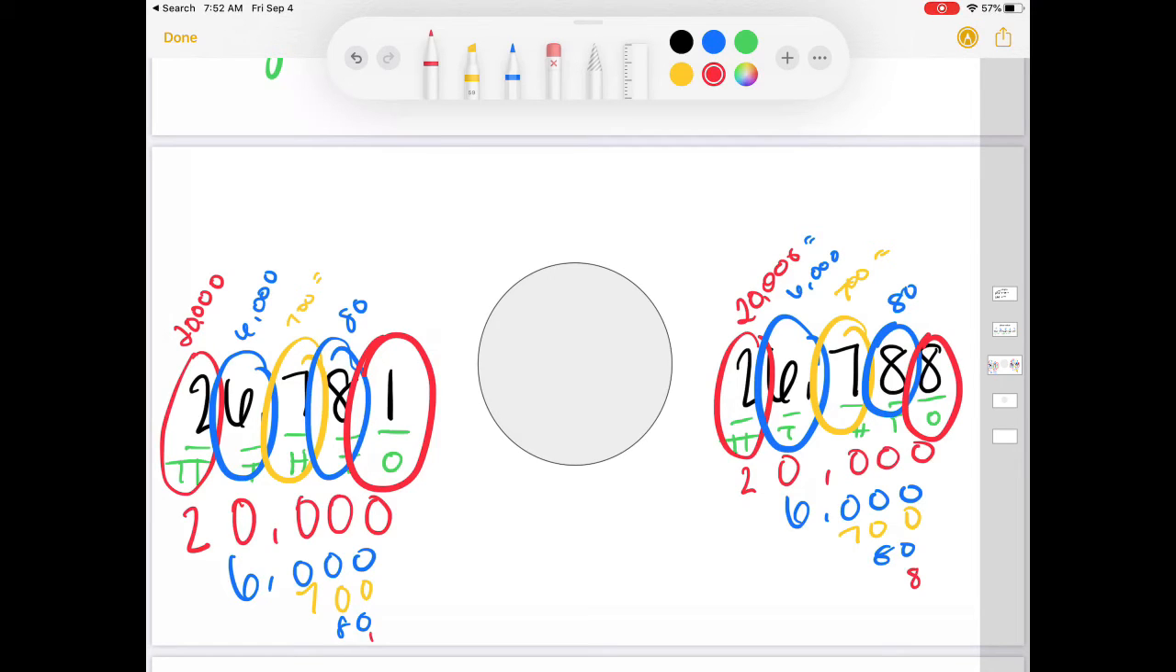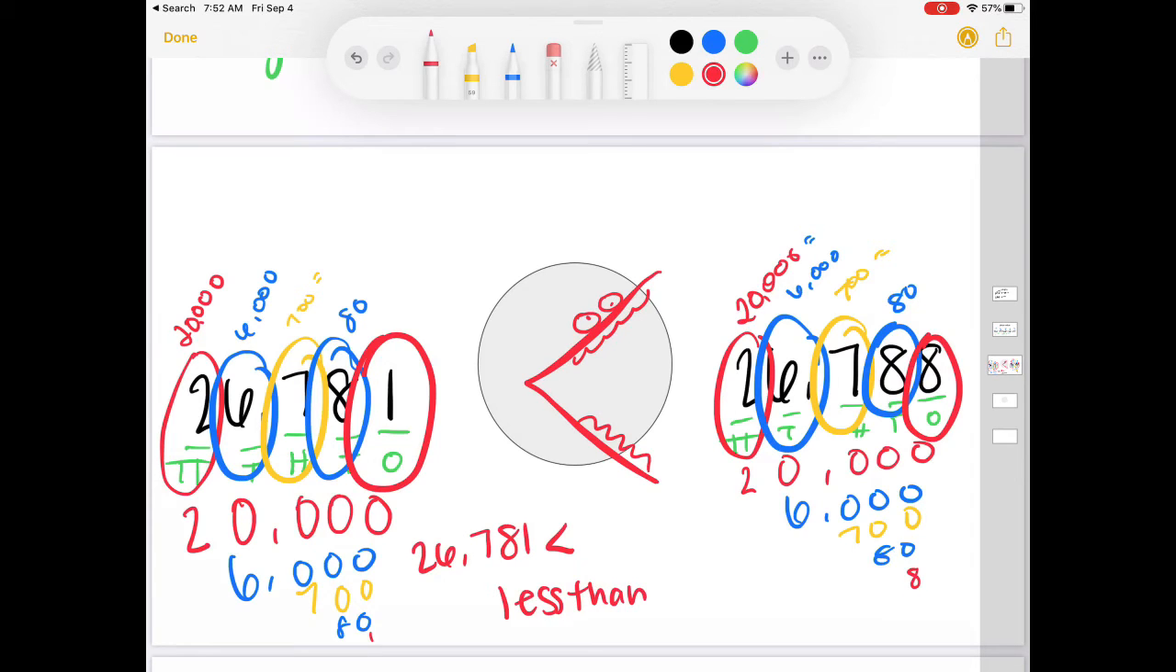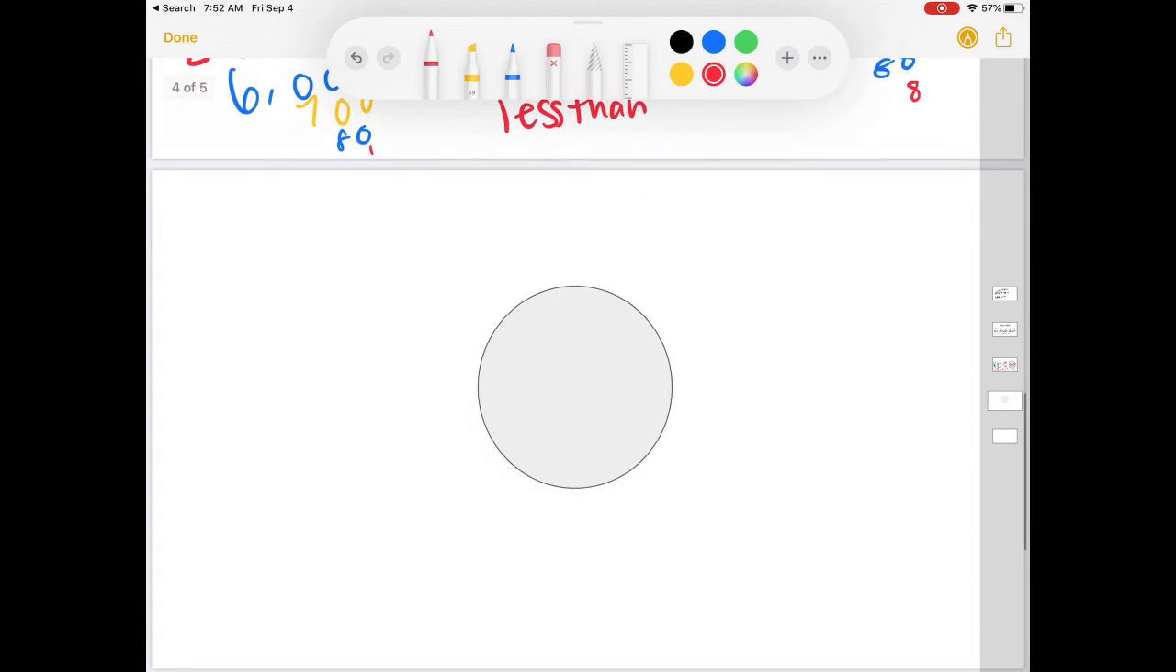So one is greater and one is smaller. I have to determine which is greater. 8 is worth more than 1. So my alligator is going to eat, chomp, chomp, chomp, the number on the right. So 26,781 is less than 26,788. Let's practice one more.